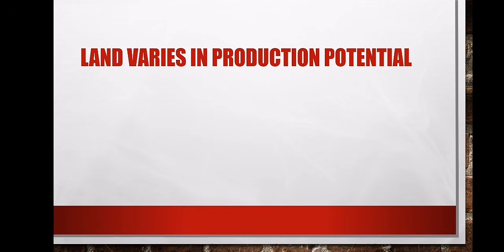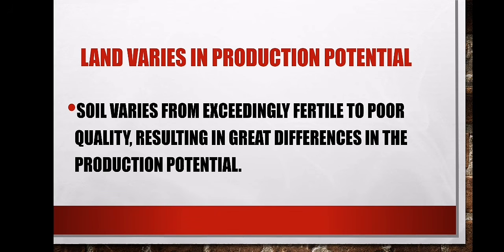Then the other one we say land varies in production potential. The production potential of land is not the same. Production of a certain region is not the same as another region. Even on one farm, the production of a certain plot is not the same as the production of another plot. We say soil varies from exceedingly fertile to poor quality, resulting in great differences in the production potential. That's what we check.